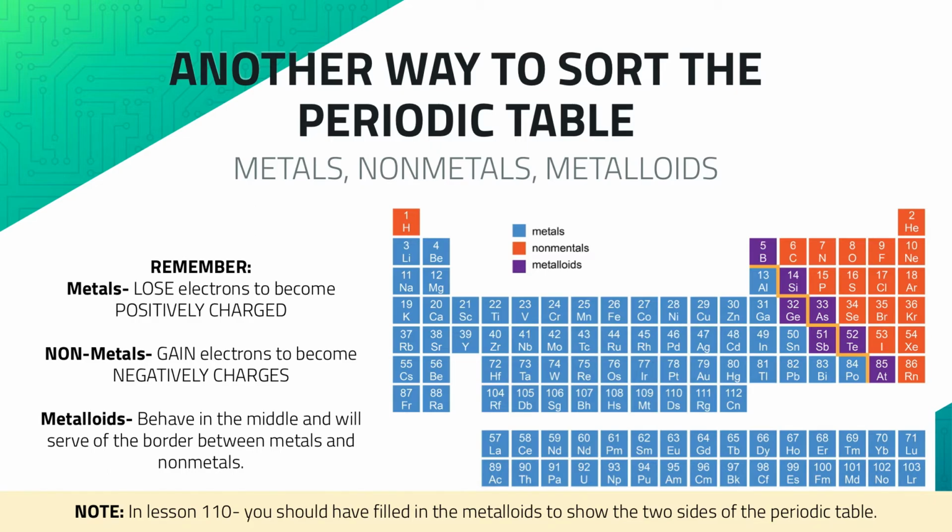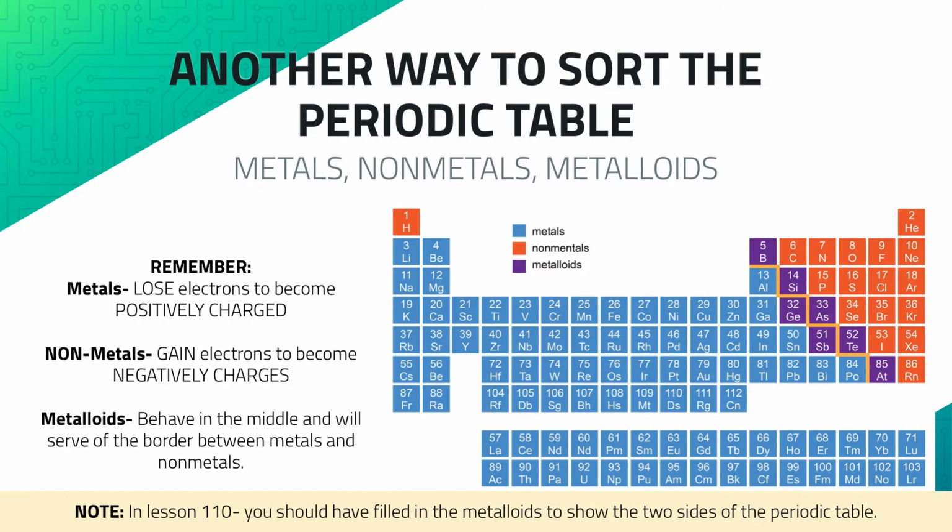So metals, nonmetals, and metalloids. Where we have most elements on the periodic table are metals. They lose electrons to become positively charged.